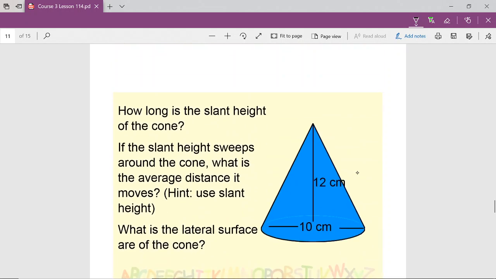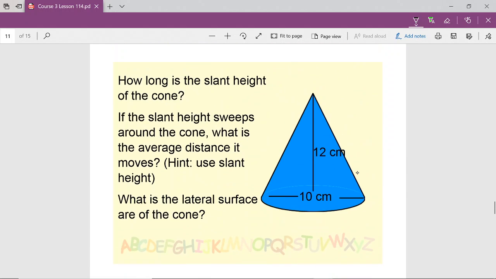And I believe this is our last example here. So how long is the slant height of the cone? Well, if we go back to how we find our slant height, we're going to use a cross section, which is just a triangle, with a height of 12 and half of the diameter is 5. You can check this with the Pythagorean theorem, but this is actually a Pythagorean triple, 5, 12, 13. So what's the slant height? It is 13 centimeters.